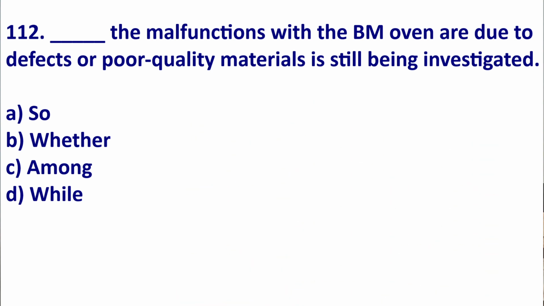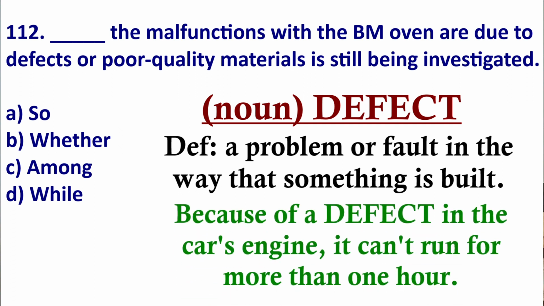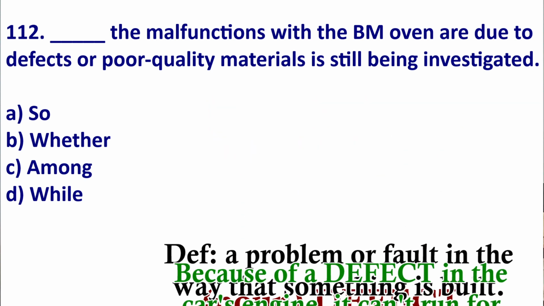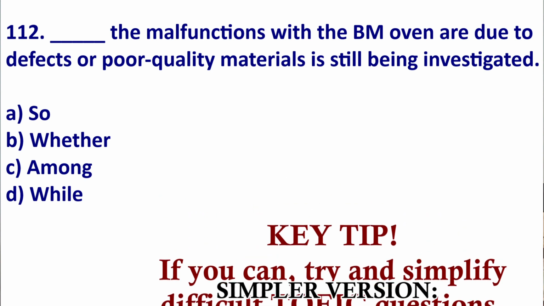All right, the next word is defect. Now, a defect is a problem or a fault in the way something is built. Because of a defect in the car's engine, it can't run for more than 1 hour. So there's a problem with the way it was built. That is defect. Now, like most TOEIC questions, if you can, simplify, make it simpler. So we're going to do that right now.